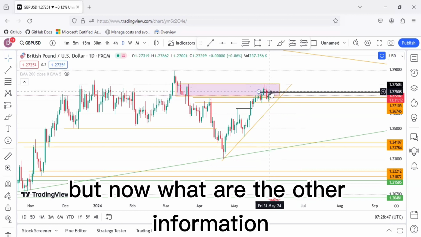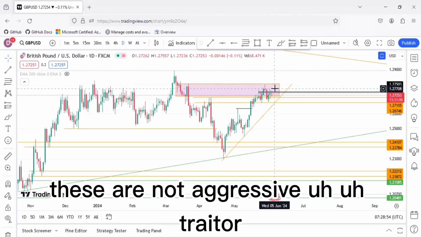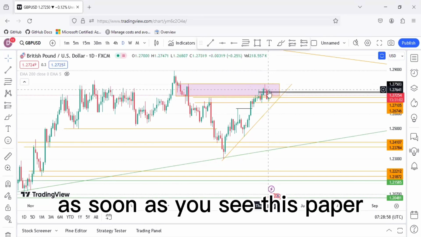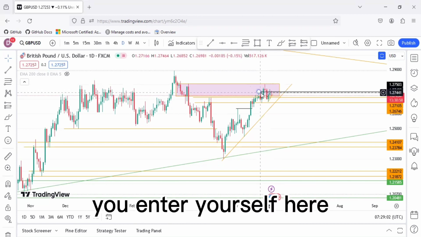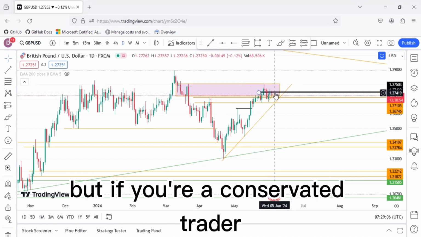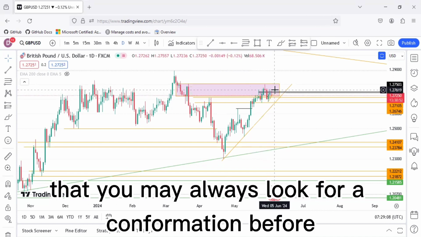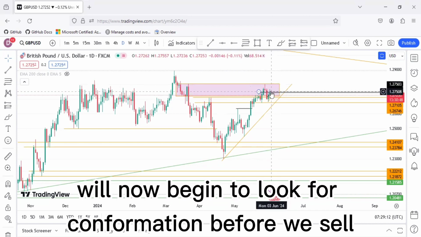But now, what are the other confirmations that we can look out for before we begin to sell? If you're an aggressive trader, as soon as you see this pin bar, you can enter your sell immediately. You enter your sell here, put your stop loss here, then you let it run. But if you're a conservative trader, then you always look for a confirmation before you sell. Then we'll now begin to look for confirmation before we sell.